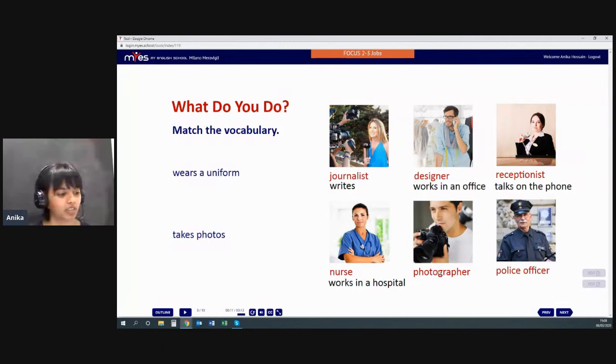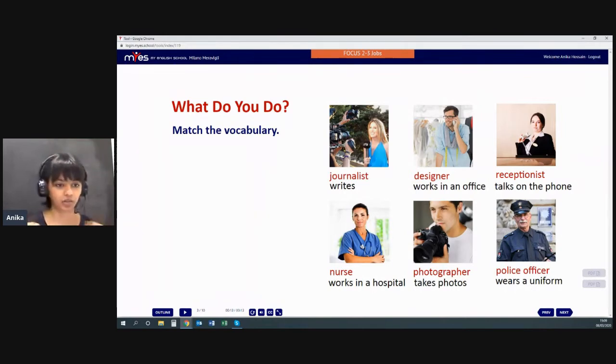Photographers. What does a photographer do? He takes photos, right? Notice the verb here, takes photos. I hear many students make a mistake and say make or do photo, but it's not correct. You take photos. A police officer wears a uniform. To wear means when you have something on you, an item of clothing, you wear that. For example, I am wearing a blue cardigan, and I'm wearing a blue shirt. Okay, so a police officer wears a uniform. All right.